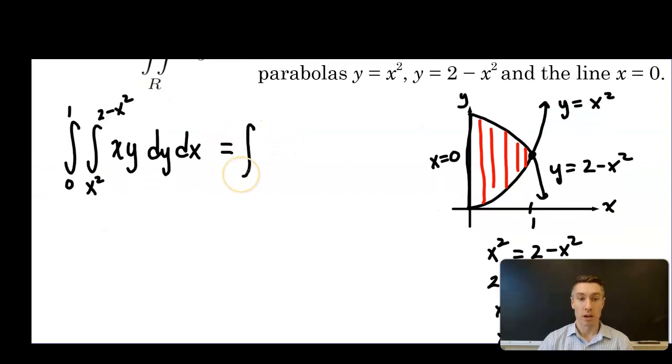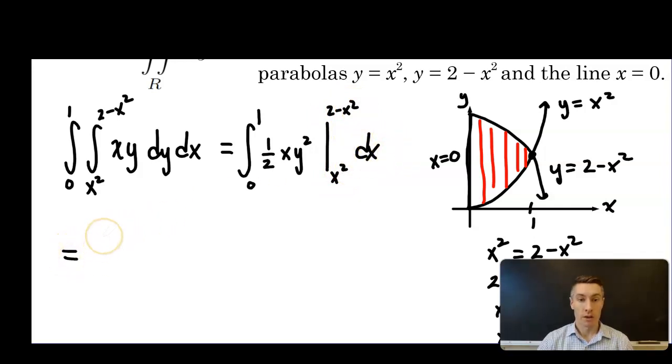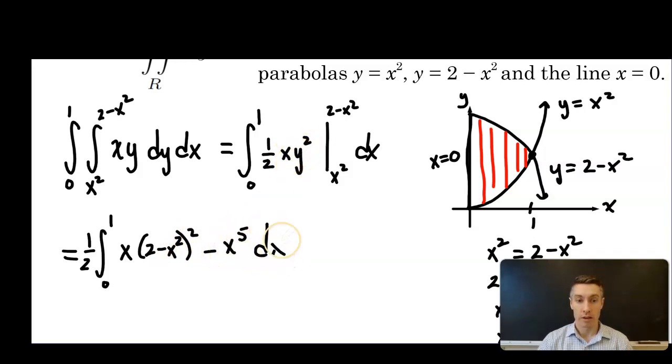So we integrate. So integral from 0 to 1 of 1/2 x, not x squared, y squared. Y squared evaluated from x squared to 2 minus x squared dx. So we have the integral from 0 to 1. We can take the 1/2 out. So then we have x times 2 minus x squared, squared, minus x times x to the 4th, so x to the 5th dx.